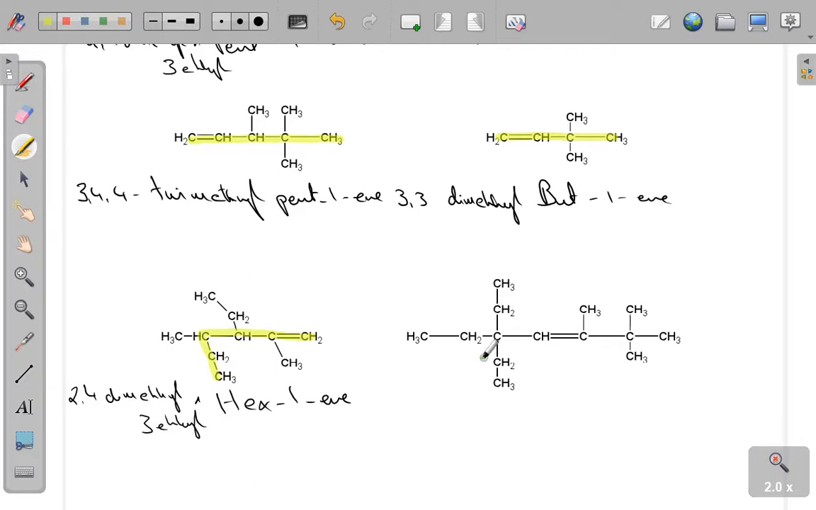Okay, next one. Longest chain. 1, 2, 3, 4, 5, 6, 7. And there are several ways to count 7. So the longest chain is straight down the middle. What have we got? We've got 3 methyls, so it's going to be a trimethyl. And then we have 2 ethyls, so there's going to be a diethyl. Now it all depends on where the double bond is.